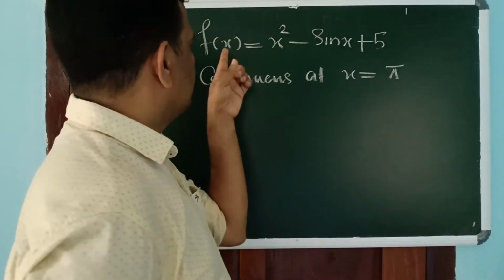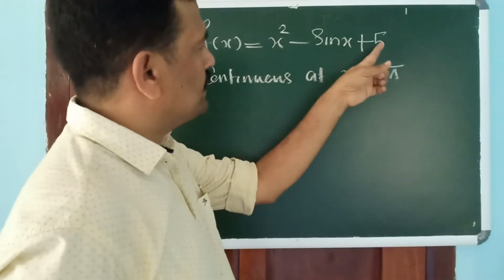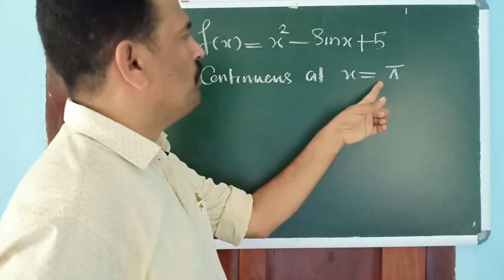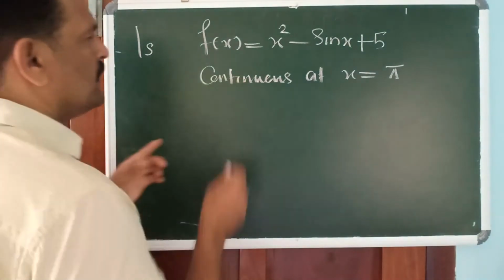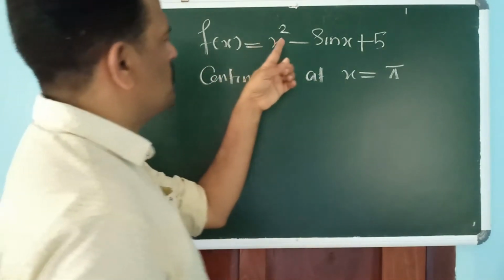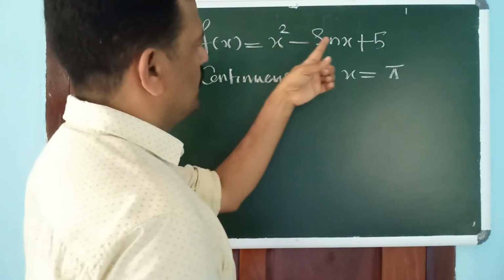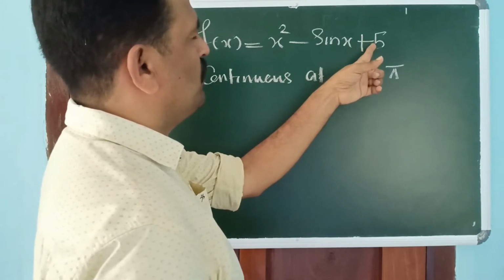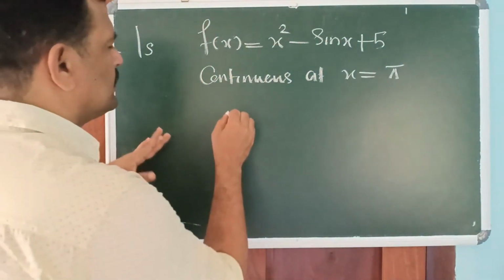Here is another question. Is f of x equal to x square minus sin x plus 5 continuous at x equal to pi? Here we can see that this function has x square, which is a polynomial function, sin x, which is a trigonometric function, and 5, which is a constant function. Therefore, with this function we can write like this.